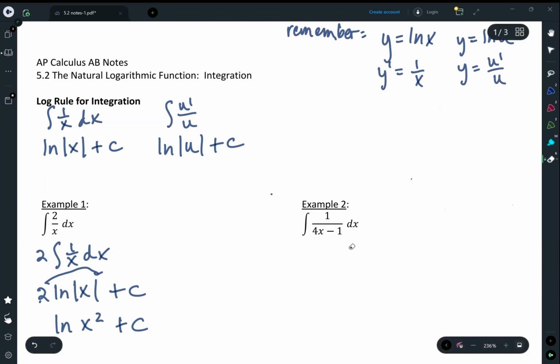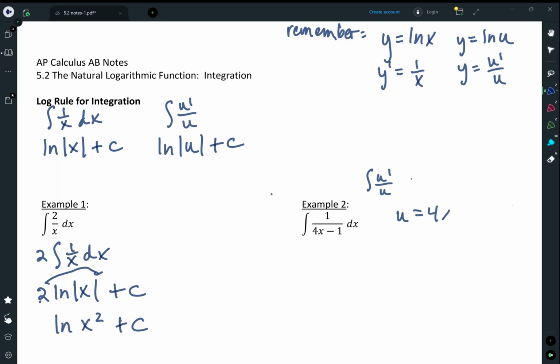So on the next one, I can see that I have a more complicated looking denominator. So here I'm thinking about integrating u prime over u. So if my u is my denominator, 4x minus 1, let's think about what our du is. Well, our derivative of 4x minus 1 would be 4 dx. And I don't have a 4 here. So I'm going to go ahead and rewrite this and make this 4 over 4x minus 1 dx. So then I have a u prime over u. I have my derivative on top of my denominator. And then because I multiplied by 4, I also need to multiply by a 1/4. I'm going to put that in front.